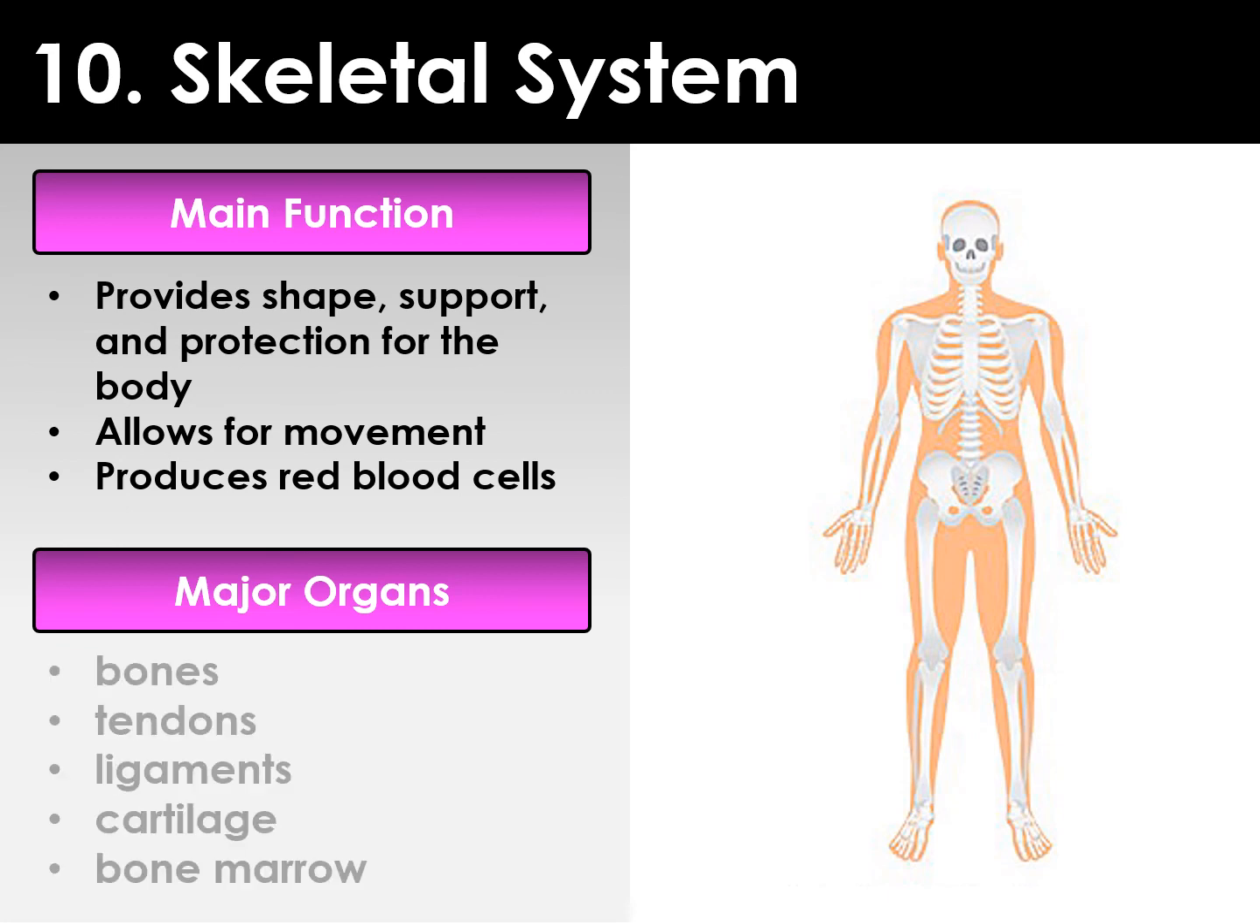Next, we have the skeletal system. So our skeletal system is made up of bones, tendons, ligaments, cartilage, and the bone marrow. And the main function of the skeletal system is to provide shape, support, and protection for the body. In conjunction with our muscular system, the skeletal system allows gross body movements and fine body movements. And another major important function of the skeletal system is to produce red blood cells, and it acts as a repository or storage area for important minerals.